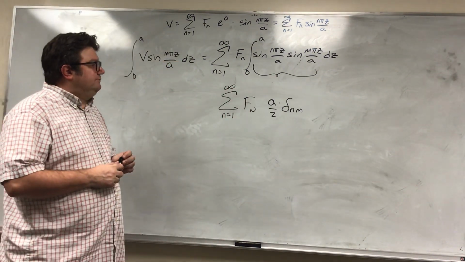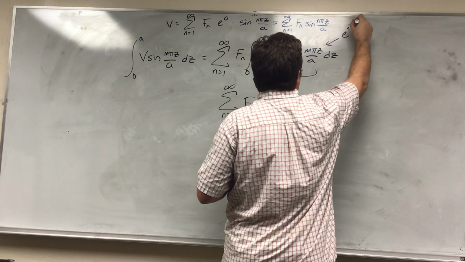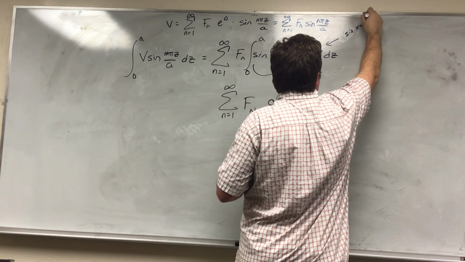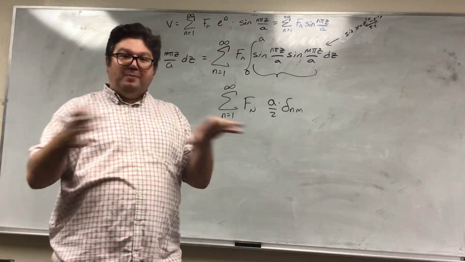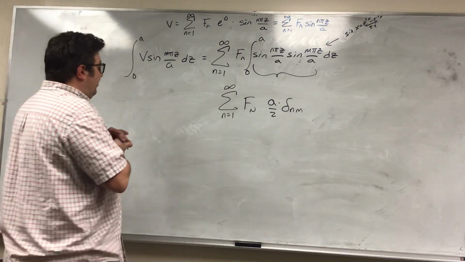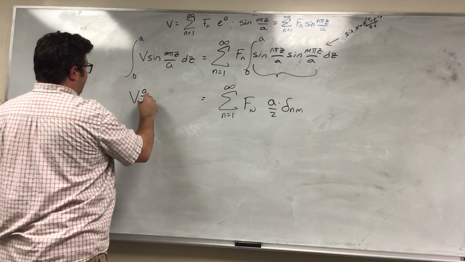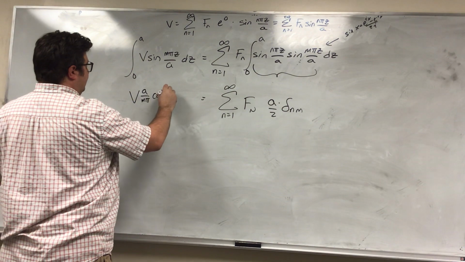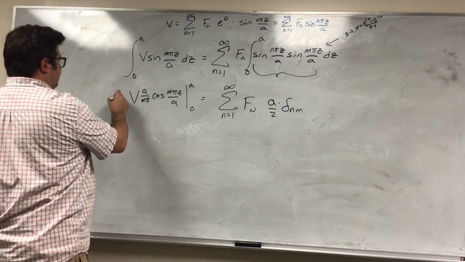Okay, now, how do I know this? Well, you can always do a trig identity, or you could plug in for the sine of x, which is equal to e to the ix minus e to the minus ix over 2i. You can plug that in for both of them, expand them, and then do the integral, and it nicely comes out to this. Now this is an integral that I can do. I get an a over m pi, and then I get a cosine of m pi z over a from 0 to a. And it's negative, right?